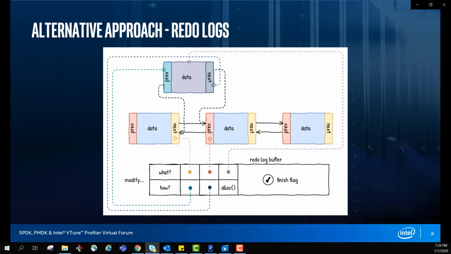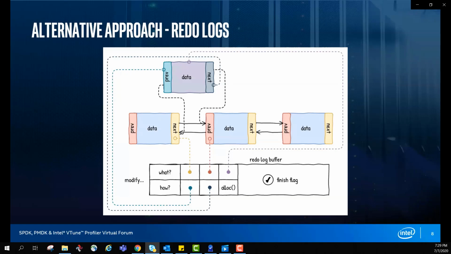As you can see on this slide, we can also store allocation intents in this redo log. So here, the allocation intent is to allocate a new node in the list. And until the redo log is completed, so until the finish flag is set, this allocation is treated like a volatile memory reservation.